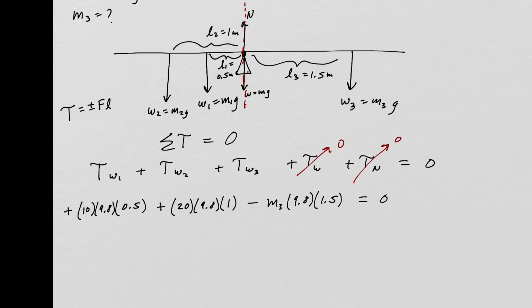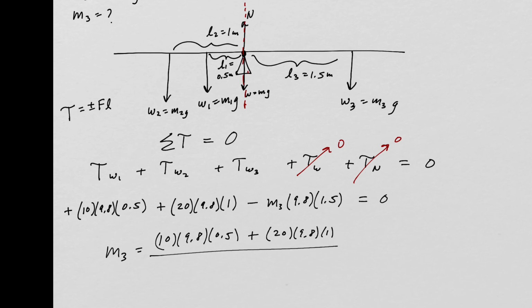So now you can solve this equation for M3. Basically, you're going to find M3 is equal to this whole thing divided by, so I can bring this term to the right-hand side, and then I'll divide by 9.8 times 1.5. And that'll give me mass 3, which in this case ends up equaling 16.7 kilograms. Okay, so you'll definitely get some torque problems. You want to make sure you understand how to solve torque problems.